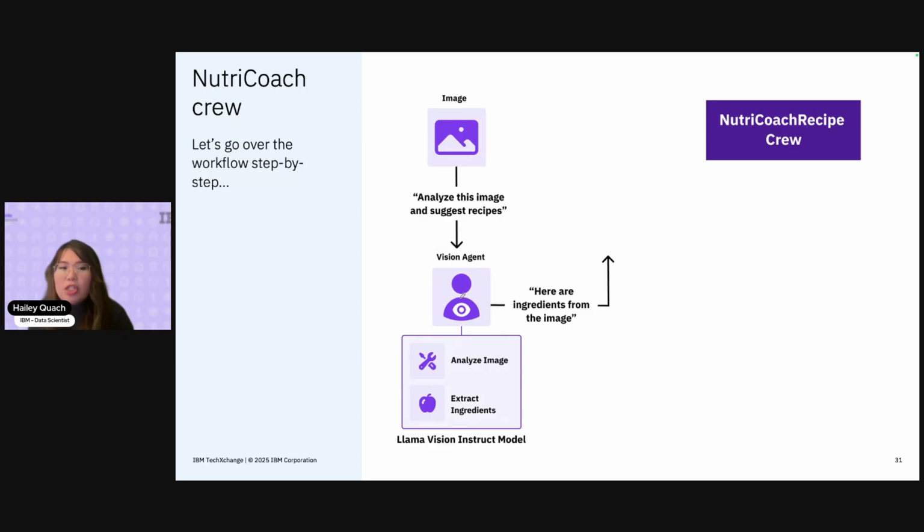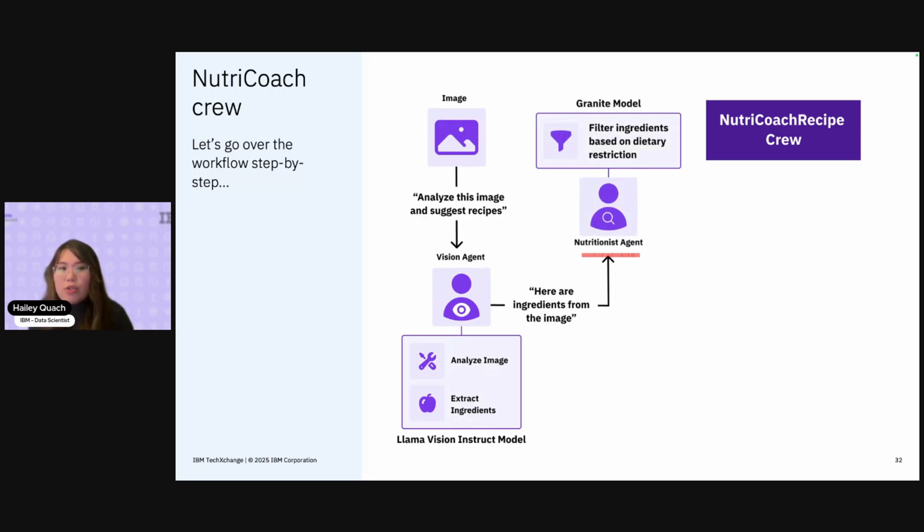When the vision agent finishes its task, it will have a list of the ingredients from the image. It will then give that output to the next agent, which is the nutritionist agent. This agent has only one task, which is to filter the ingredients based on the dietary restrictions input by the user. For this agent, we are using the Granite 3.1 model.